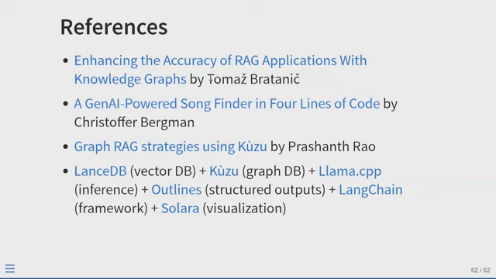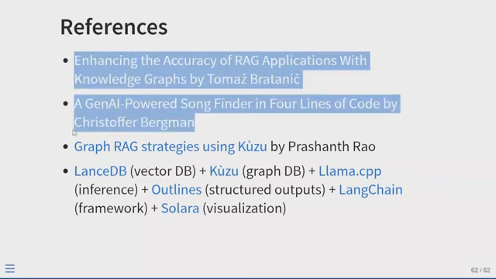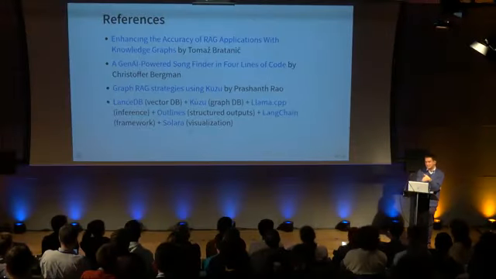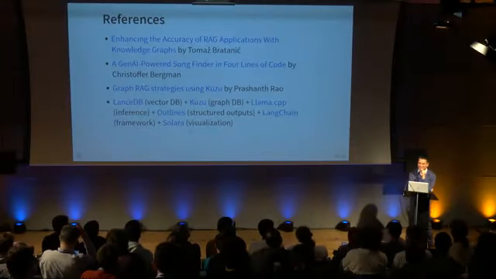And here are the references. I recommend you follow Thomas, who works at Neo4j. He's really, really good. This song example comes from Christopher Bergman, in which case he's using Neo4j, but I wanted to do everything myself. Prasad Rao is the person who works at Kuzu and who is very active, and he has many posts related to GraphRAG strategies. And here is the stack I use, which is LanceDB, Kuzu, llama.cpp, Outlines, LangChain, and Solara for the visualization. And LangChain, in reality, I basically copy-pasted their prompts.